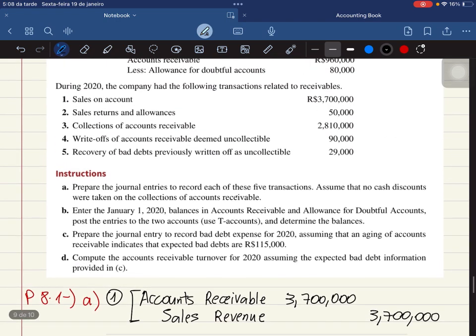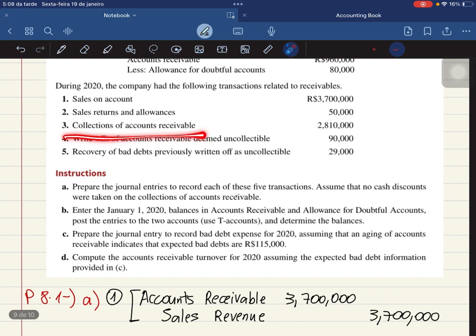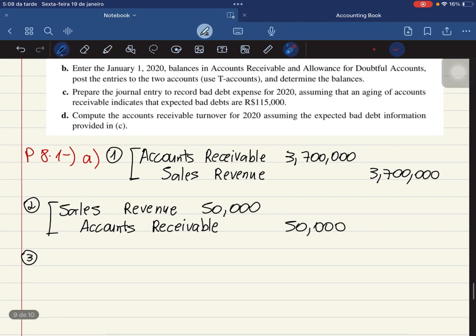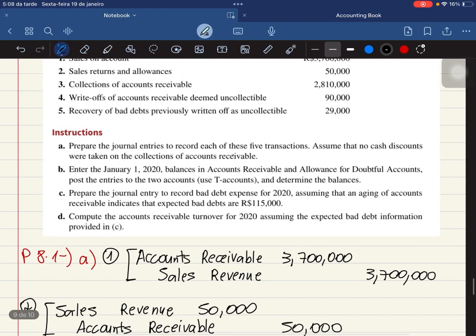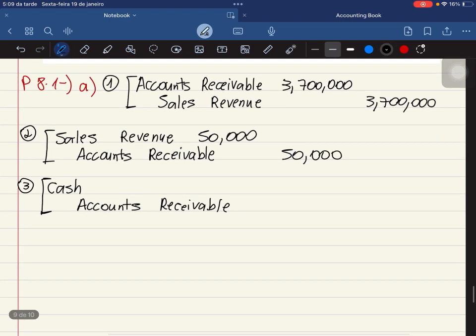Three. Collections of accounts receivable. That means that I collect cash and my accounts receivable has to go down because I already collected. So accounts receivable goes down again. How much is that? That is 2,800,010.